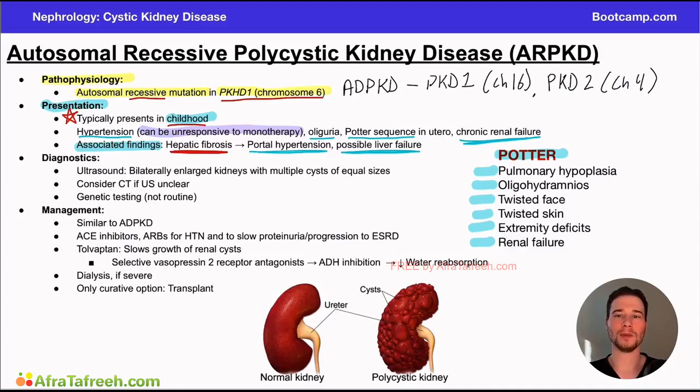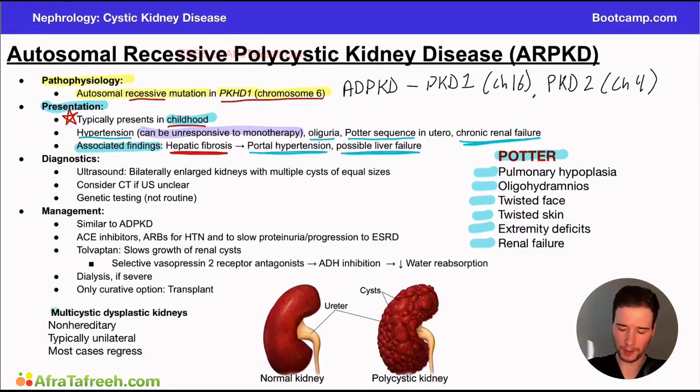Now, there is another condition that we should have on our differential diagnosis in a young patient with liver problems and liver cysts, and that is multicystic dysplastic kidneys. And so if you draw your attention here to the bottom, multicystic dysplastic kidneys is another thing that can present in a young child with kidney deficits. But there are some distinct key differences that I want you to be familiar with. One, this is non-hereditary.